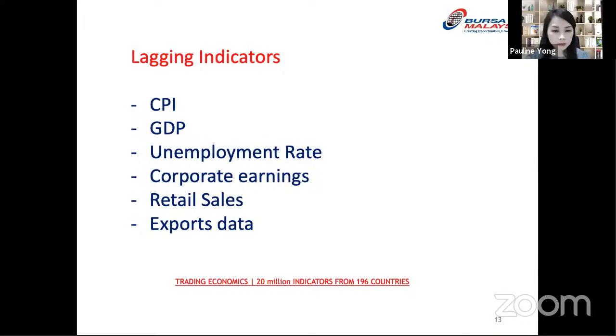And also the corporate earnings. The corporate earnings are also a lagging indicator, because it's a quarterly report. So it is 3 months later, and 3 months later you then look at the figure, so you'll be lagging. And then retail sales are also lagging, because you are looking at what was happening last month. Okay, so this is also lagging. But all these figures do give you an idea about the economy. And exports data is also lagging, because it is on a monthly basis, showing last month's data. But nevertheless, it does give you an idea what the important driver for the economy is, especially in Malaysia.